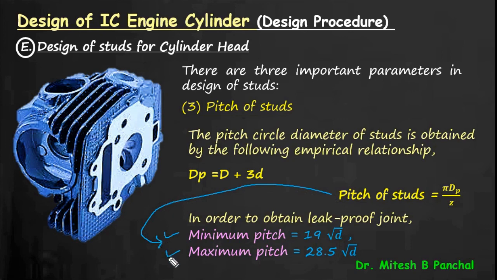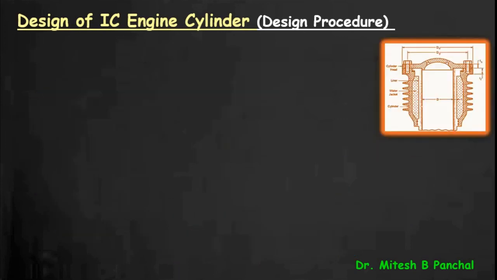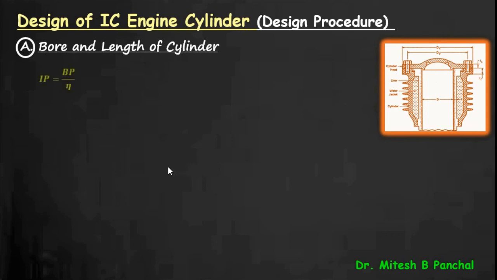So in the end, if we summarize the design procedure of the IC engine cylinder, then first we have to estimate the bore and length of the cylinder, that is capital D is the bore diameter and capital L is the length of the cylinder. Then once the BP is known, the IP, that is indicated power, we can estimate using this relationship, where eta is the mechanical efficiency, that is equal to 0.8.